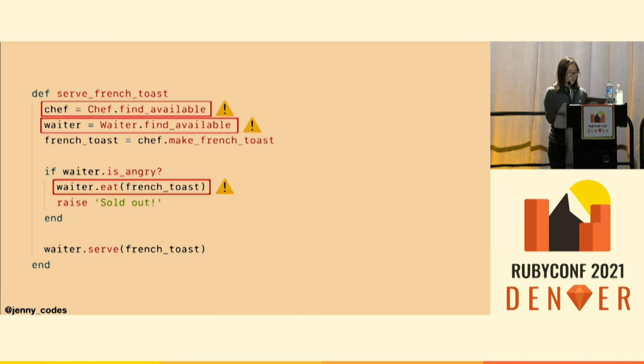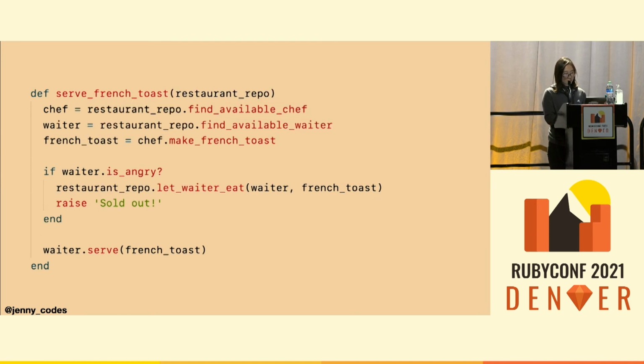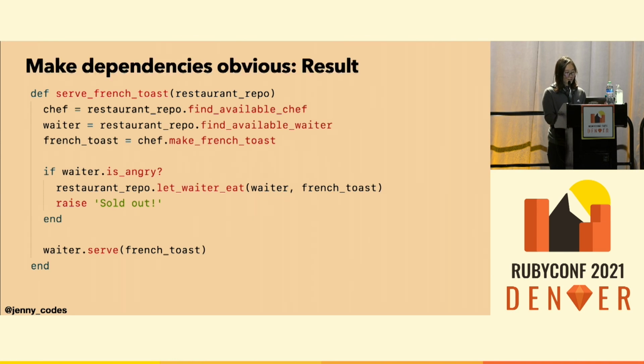So we first identify the ones with hidden unstable dependencies, like checking the time, and put them into restaurant repo. Dependency injected. And that's it. That's our result.